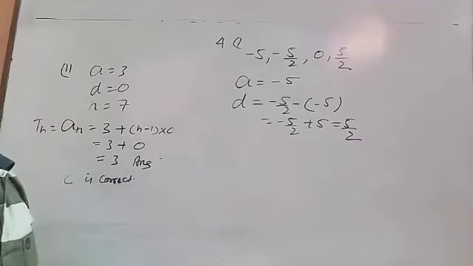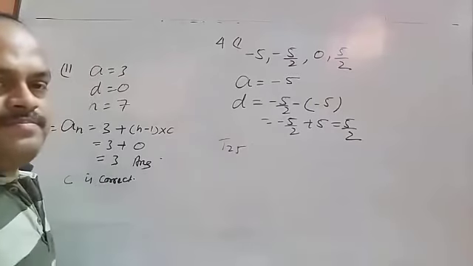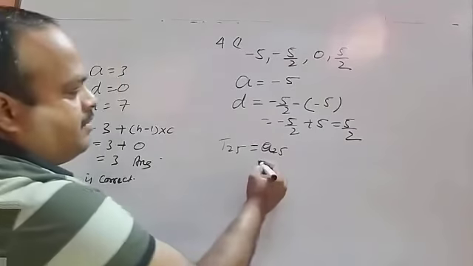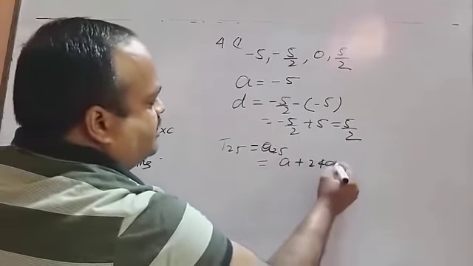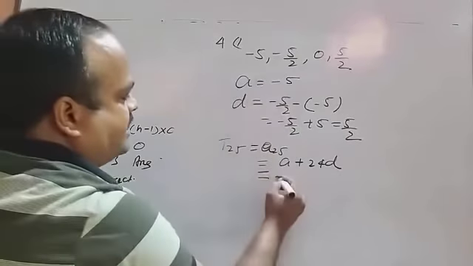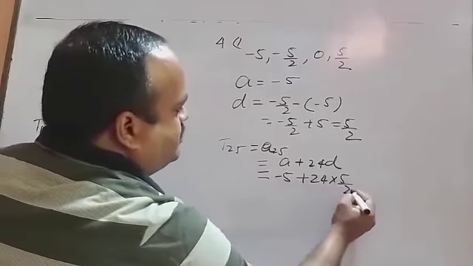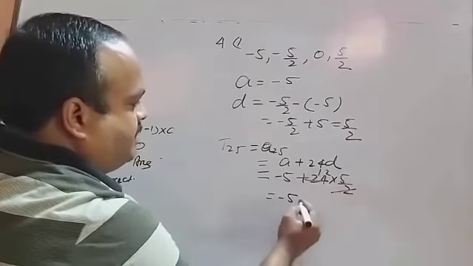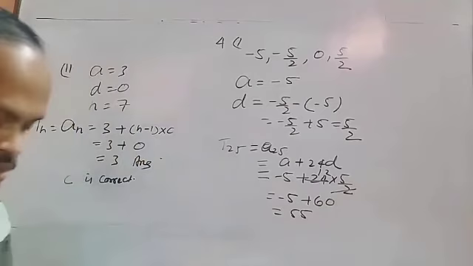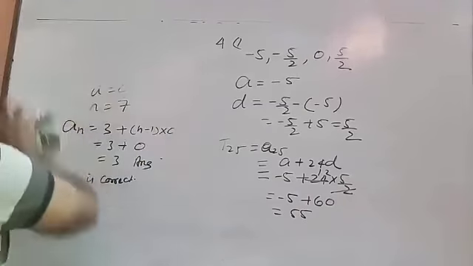And what do we want? We want the 25th term. The symbol is T25 or A25. Keep it in mind. The formula will be A plus 24D. So A is minus 5 and D is 5 by 2. So 12, so minus 5 plus 60, 60 minus 5, 55. So the 25th term of this series will be 55. Next one.